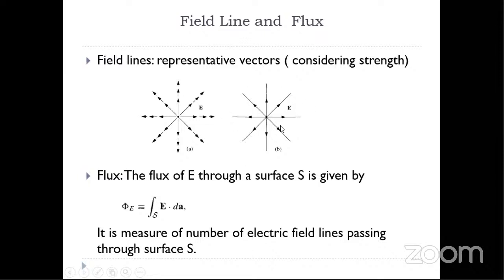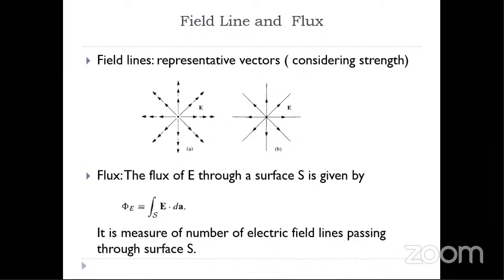Now what are field lines? These field lines always originate from positive charge. They terminate at the negative charge. Two field lines never intersect each other. This is a representation of a radial field, and therefore you will find that the field lines are radial in nature.